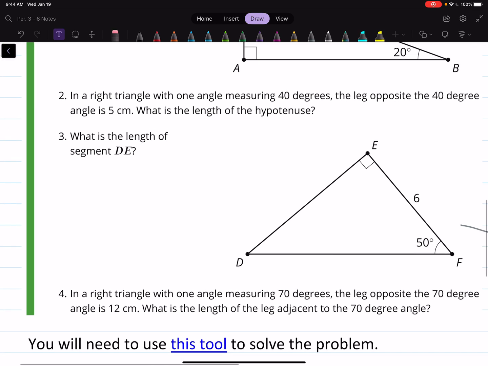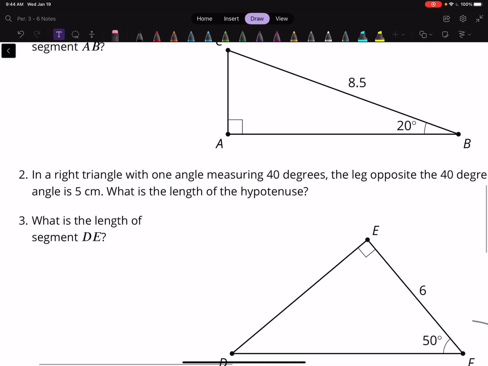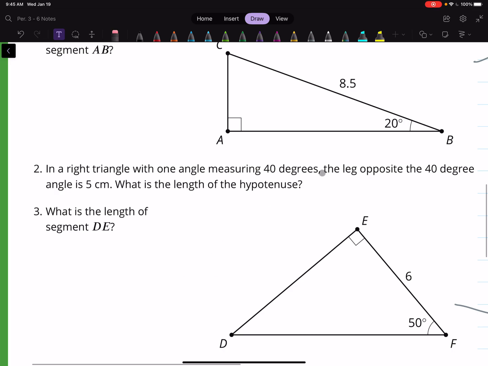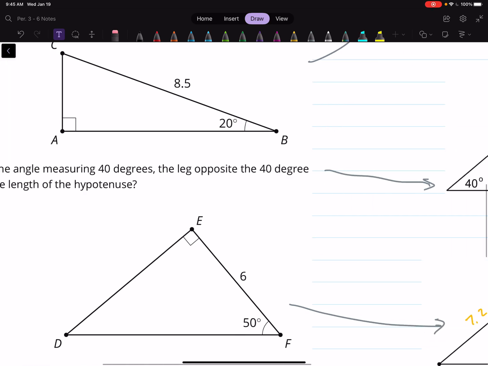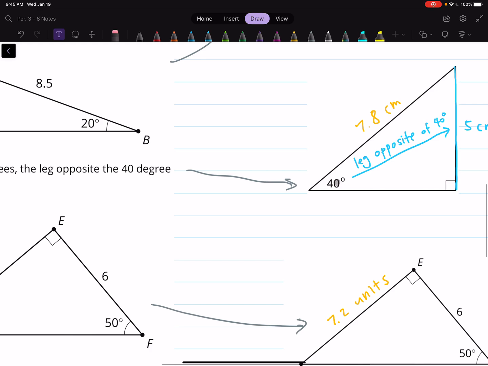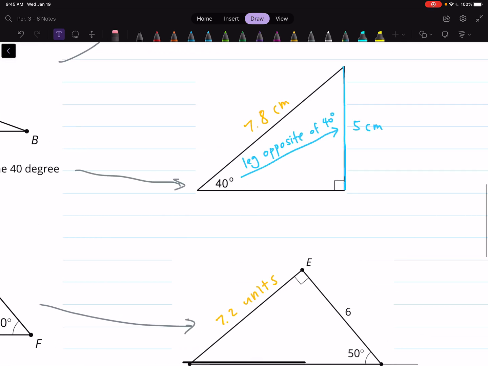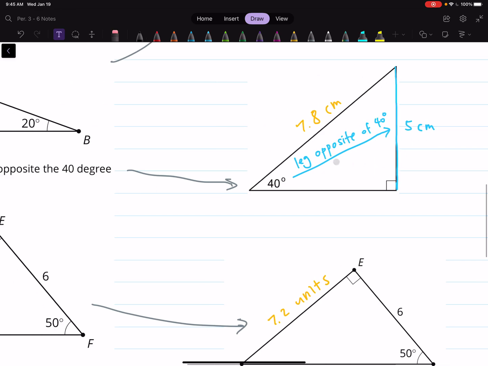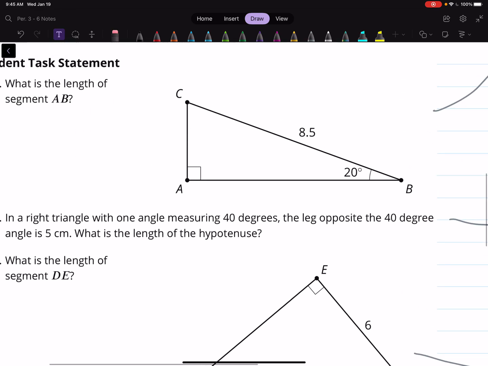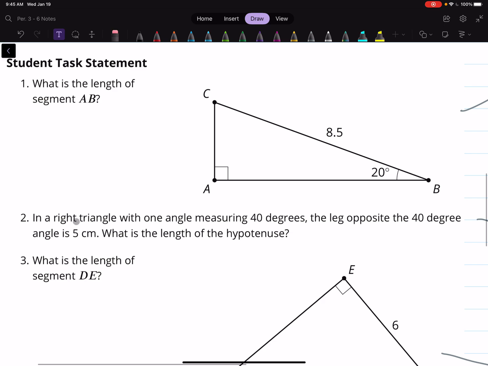So we got number 2, okay? In a right triangle with one angle measuring 40 degrees, the leg opposite of the 40-degree angle is 5 centimeters. What is the length of the hypotenuse? Okay, so let's take a look. So in a right triangle, one angle measuring 40 degrees, so one angle measuring 40 degrees right there. And the leg opposite of that angle is 5 centimeters. And we know that this is a right triangle. It's a right triangle.